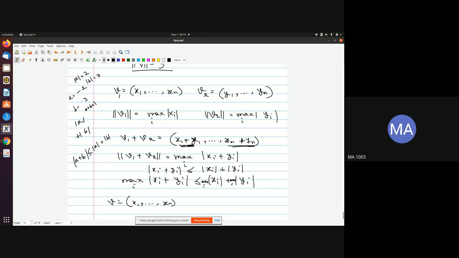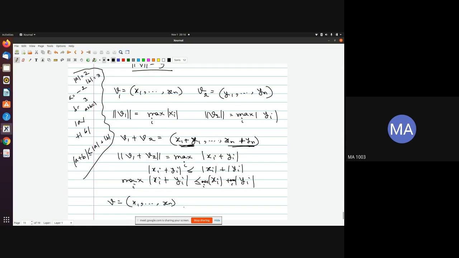Whatever number you take, it will always be less than or equal to, because mod works like that. Mod takes you to the positive side. If you add and it goes to the negative side, if you take mod, it will get back to the positive side. So eventually we get this inequality. Yeah, got it, sir. Thank you. Okay, fine.